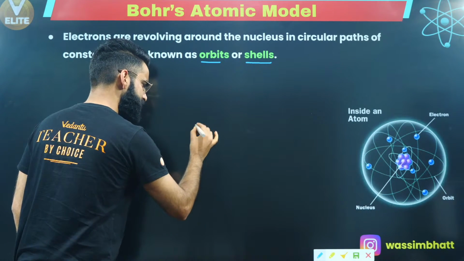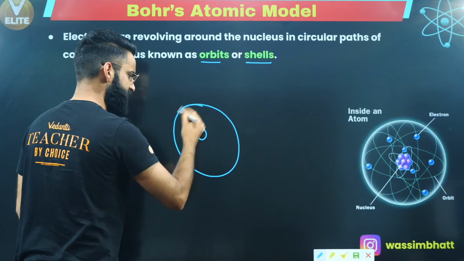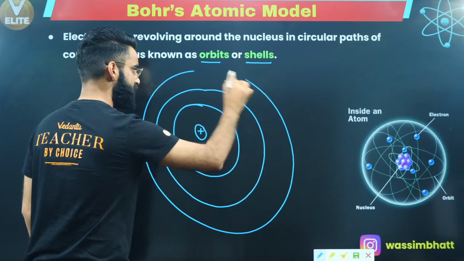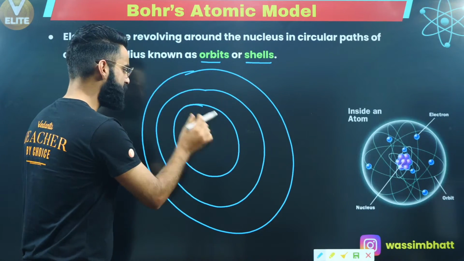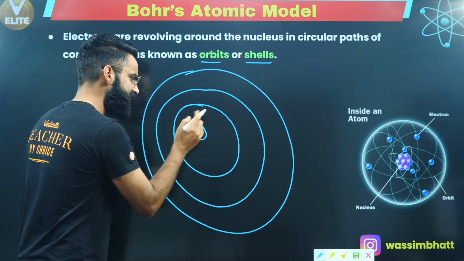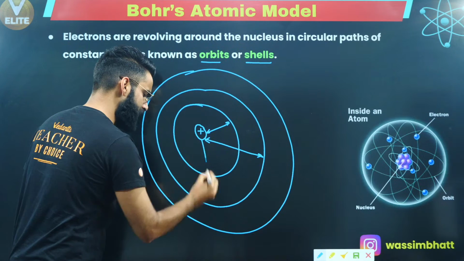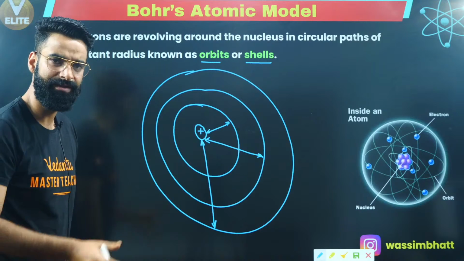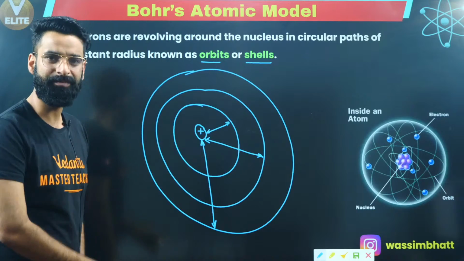For example, this is the nucleus. This is one of the circular paths in which an electron is continuously moving. This is one more circular path in which an electron is moving. So as per Bohr's model, the electrons continuously revolve around the nucleus in circular paths, and these circular paths have a fixed radius that is not going to change. These circular paths having fixed radius are what I call orbits or shells.